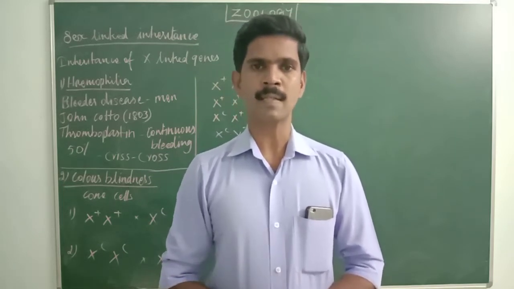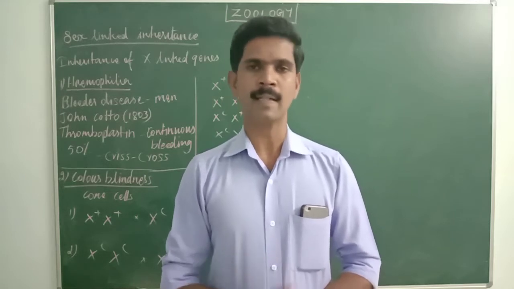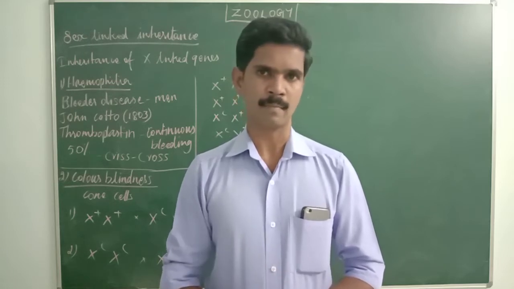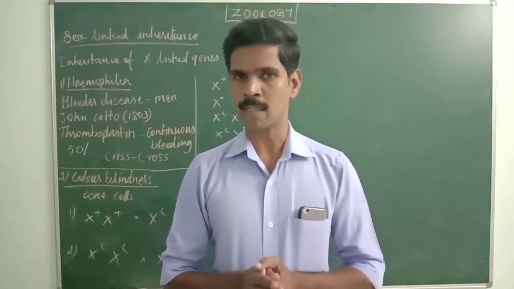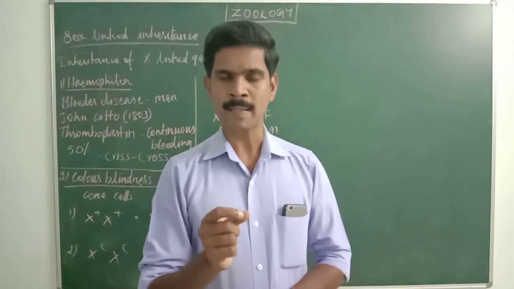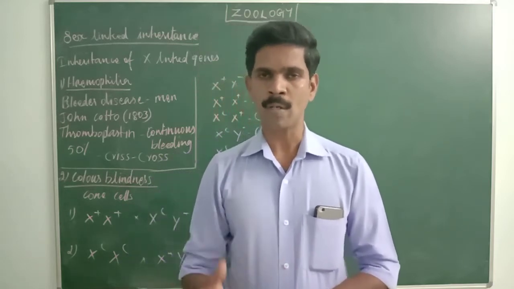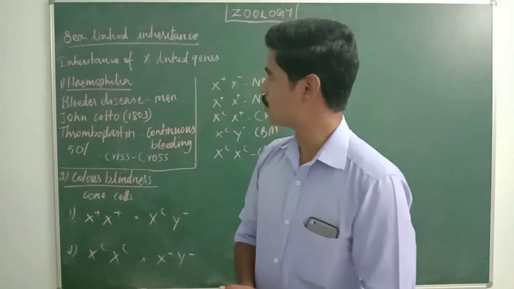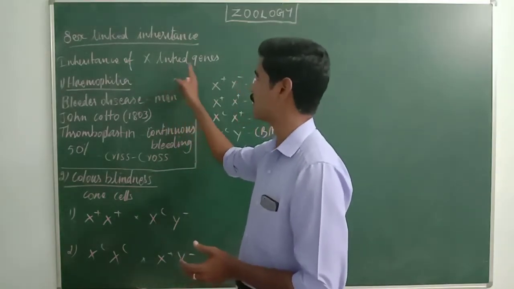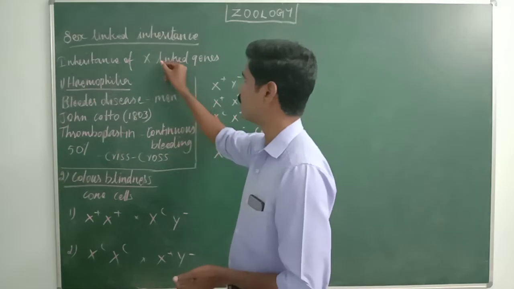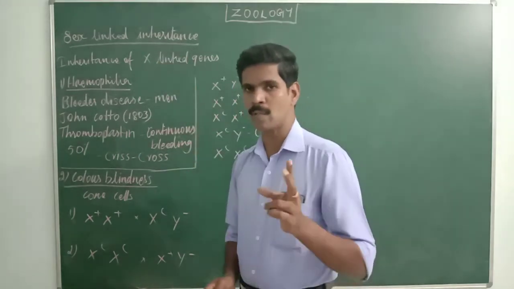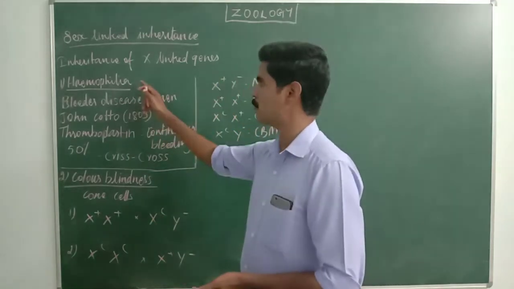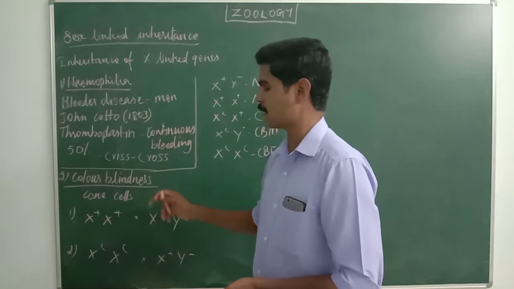The genes present in the X chromosomes are called X-linked genes, and the genes present in the Y chromosome are called Y-linked genes. Hope you understood this part. So first we are going to study the inheritance of X-linked genes. Two examples are given in your book for X-linked genes: the first example is hemophilia and the second is color blindness.